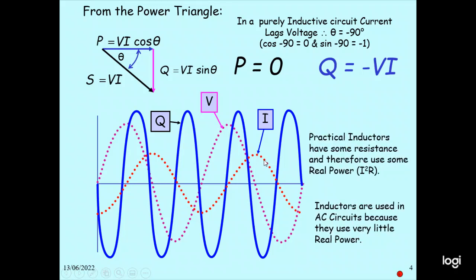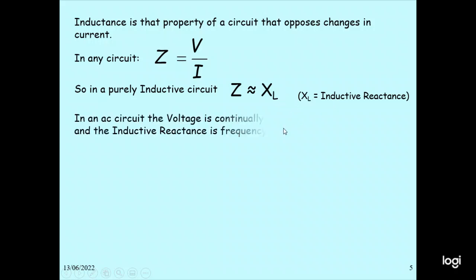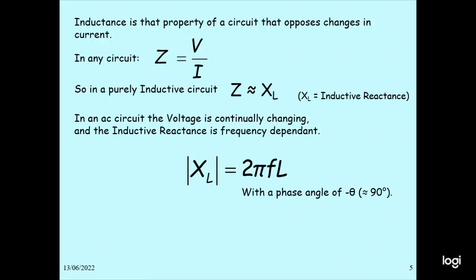A practical inductor has some resistance and therefore uses some real power, I squared R. Inductors are used in AC circuits because they use very little real power. Inductance is a property of a circuit that opposes a change in current. In any circuit Z equal to V by I. In this case Z is proportional to X L, where X L is the inductive reactance. In an AC circuit the voltage is continually changing and the inductive reactance is frequency dependent. So X L equal to 2 pi f L. Phase angle theta is 90 degree. This is the X value.